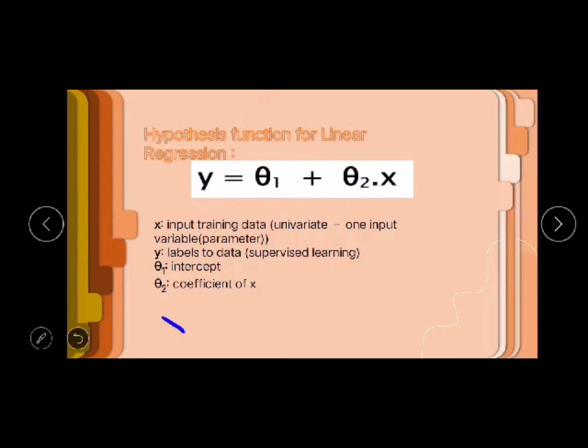We can also use another formula, which is y equals mx plus b, where y is the dependent variable, m is the slope, x is our independent variable, and b is the y-intercept.